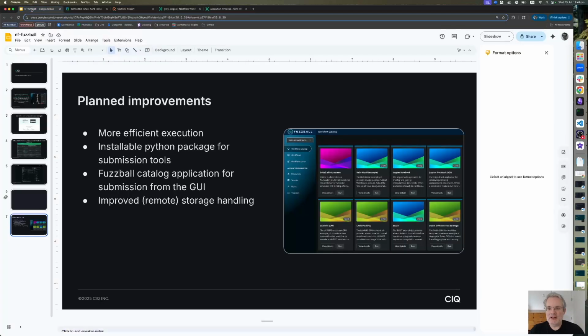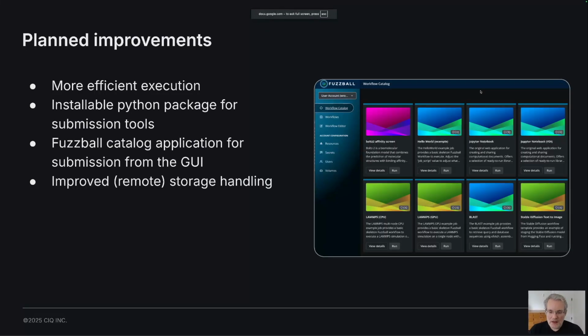And let me go back and talk a little bit more about future plans. There are still improvements to be made for efficiency and execution. In particular, we're looking at batching multiple tasks into a single Fuzzball workflow, which should help with workflow execution. We're also going to make this, for the command line submission, into an easily installable Python package.